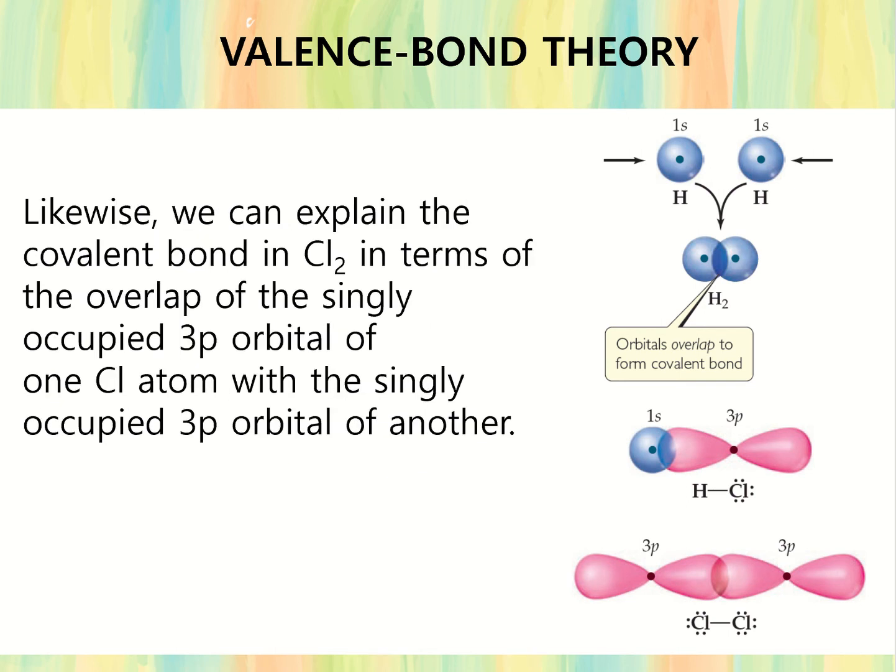The same is true for chlorine gas. We can explain the covalent bond in Cl2 in terms of the overlap of the singly occupied 3p orbital of one chlorine atom with the singly occupied 3p orbital of another. Alright, so valence bond theory has helped us to describe the covalent bond in molecules.